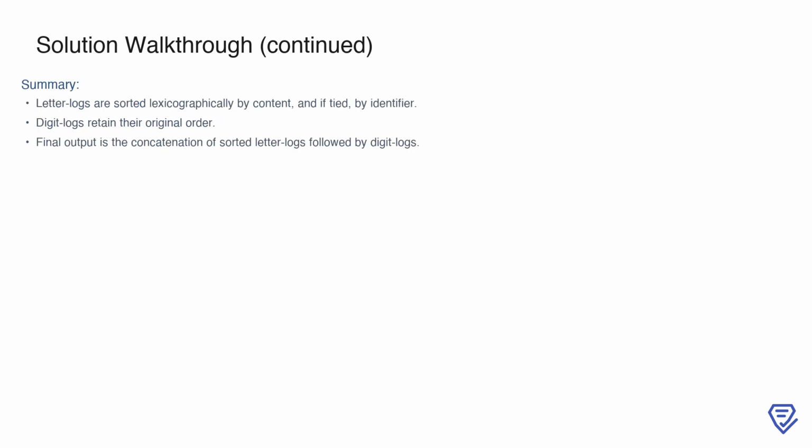To summarize, the solution involves separating the logs into letter logs and digit logs. Letter logs are sorted lexicographically by their content, and in the case of ties, by their identifier. Digit logs retain their original order and are appended to the end of the result. The final output is always a concatenation of the sorted letter logs followed by the digit logs. This approach ensures that the logs are rearranged in the desired order efficiently while respecting the problem's constraints.